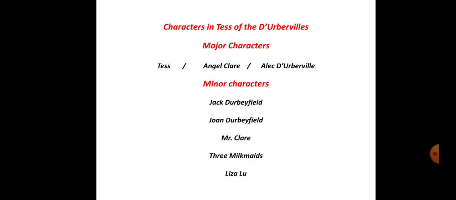All these characters can be grouped as either round characters or complex characters and flat characters. So Tess, Angel Clare and Alec D'Urberville are the round characters, or we can say they are the complex characters, as Hardy shows their gradual evolution.